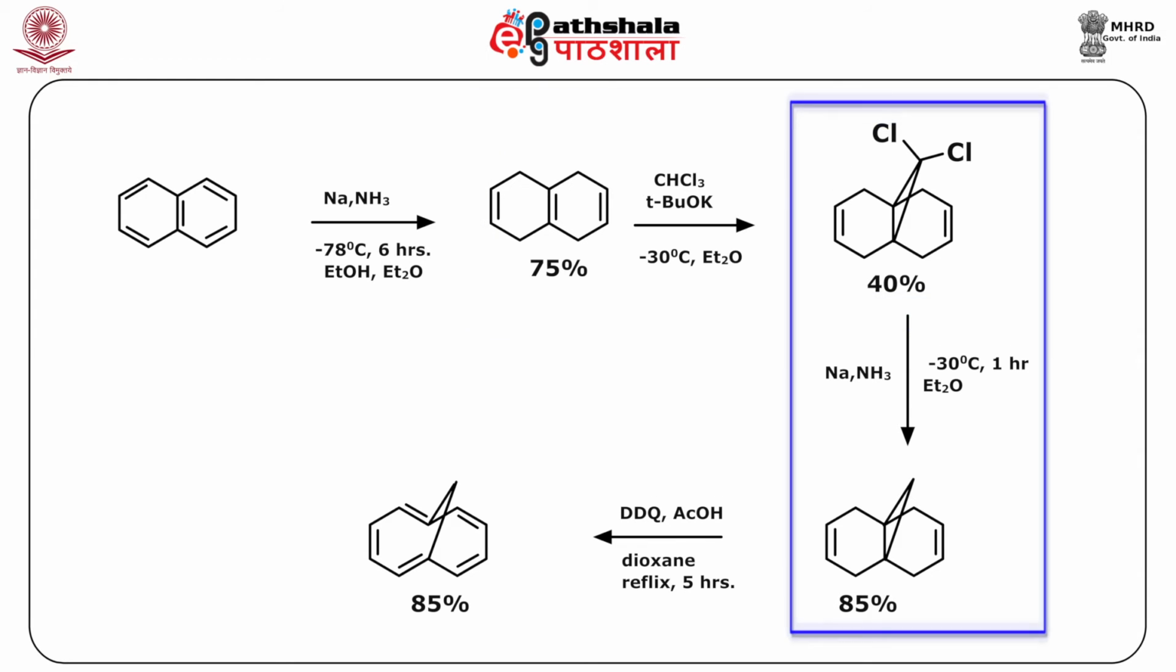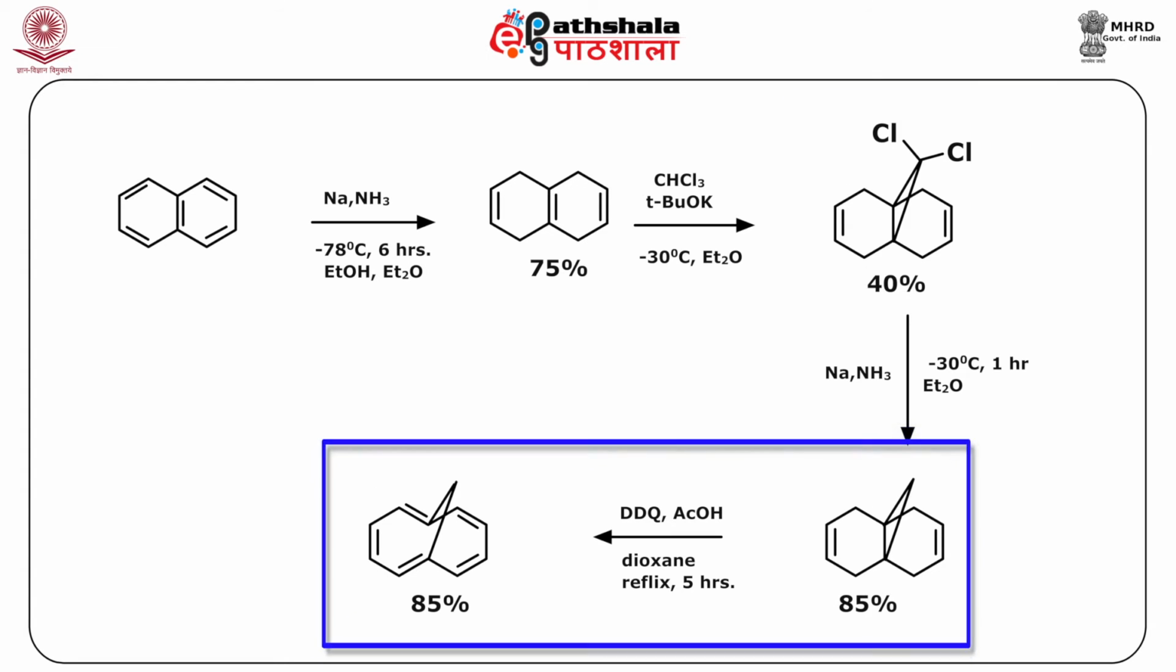undeca-3,8-diene. This on further Birch reduction forms tricyclo[4,4,1,0]undeca-3,8-diene by removal of two chloride substituents. This on further oxidation with 2,3-dichloro-5,6-dicyano-1,4-benzoquinone, which is also called DDQ, forms 1,6-methano-10-annulene.